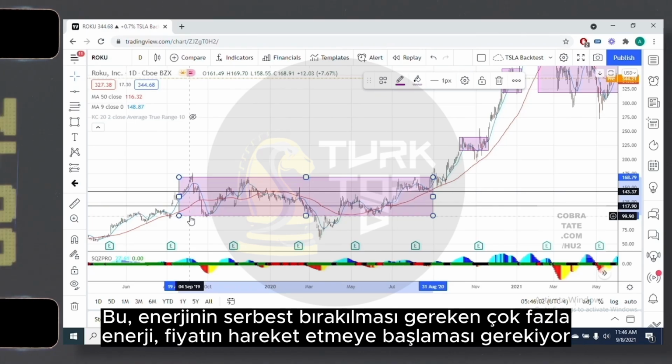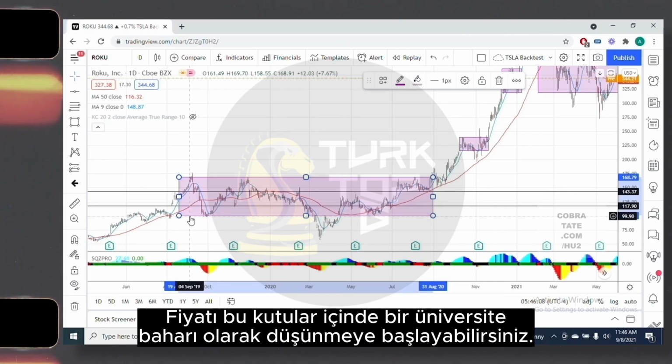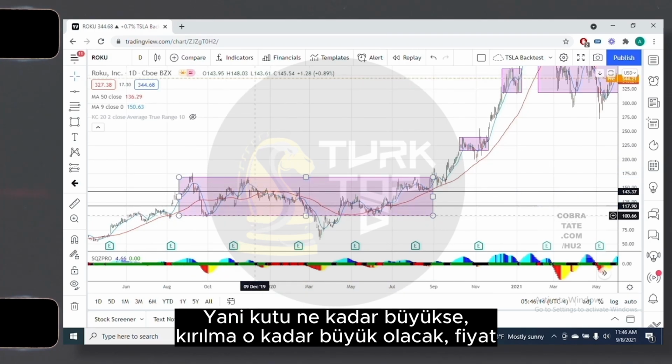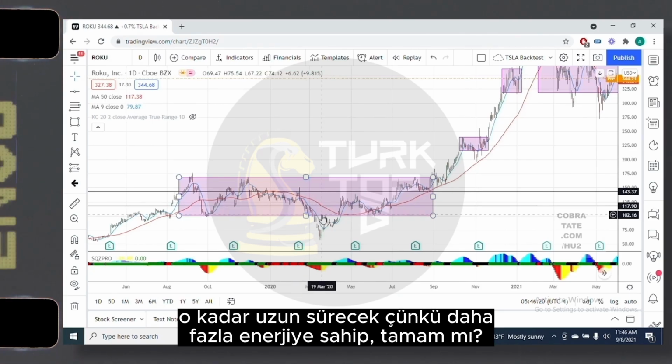That's a lot of energy. That energy needs to be released. The price has to start moving. You can start thinking of price within these boxes as a coiled spring. The more it consolidates, the more energy it collects. So the bigger the box, the bigger the breakout will be. The longer the price will run because it has more energy.